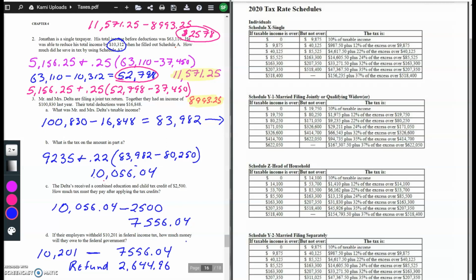And we are not going to do problem number 4 because it's asking us to fill out forms, and we're not doing the forms here in class. So you can delete question number 4.